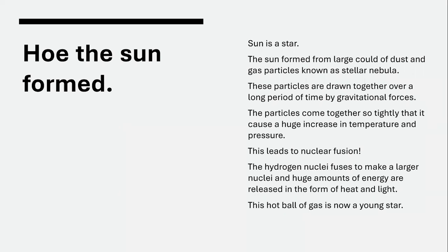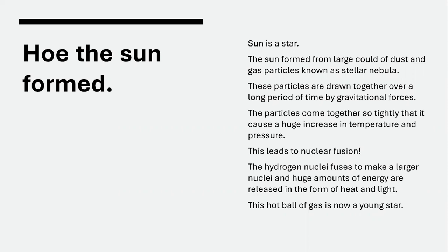And this led to nuclear fusion. Nuclear fusion is the reaction that takes place on the sun's surface. I will explain to you about nuclear fusion. This reaction is responsible for the huge amount of heat. So what was happening? There was an increase in temperature and pressure because of the particles of gases coming close to each other. That led to nuclear fusion. What was nuclear fusion? The hydrogen nuclei started to fuse with each other to make larger nuclei.